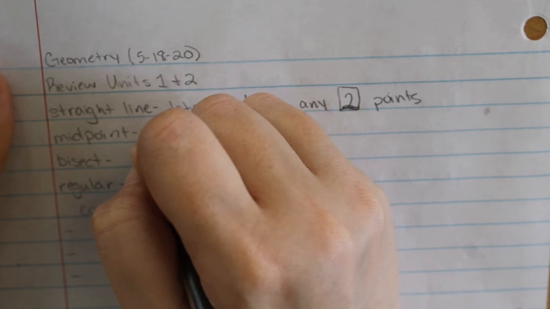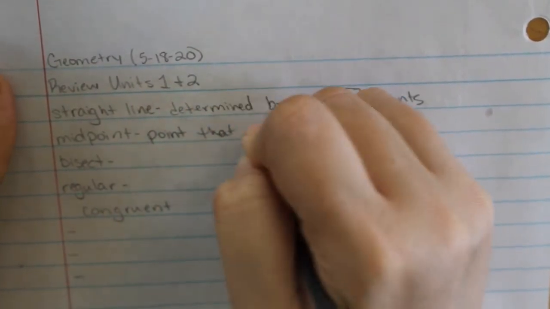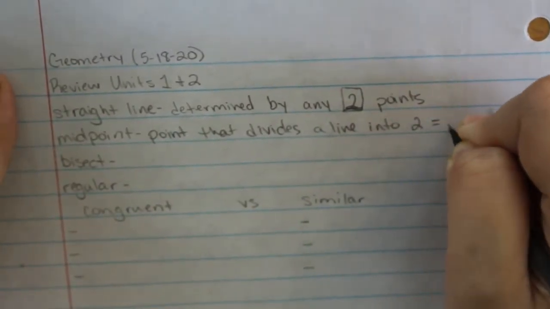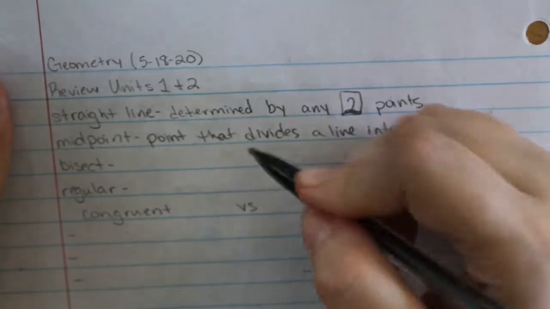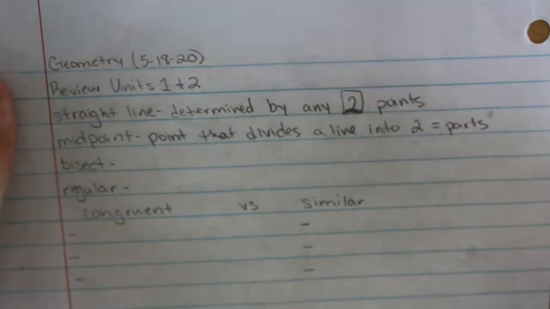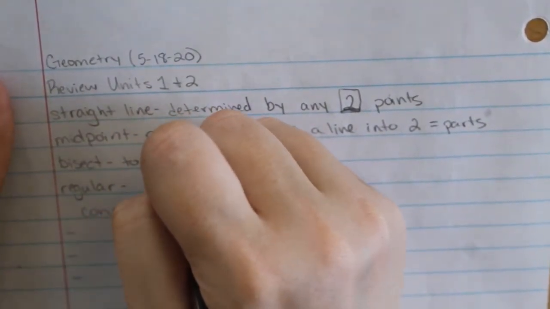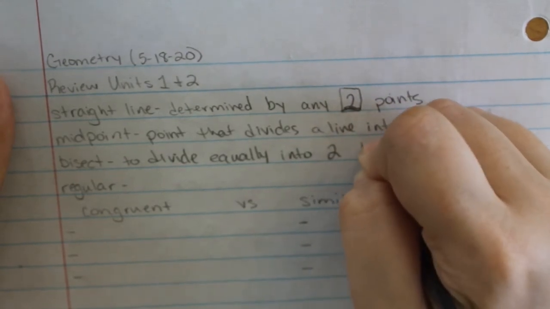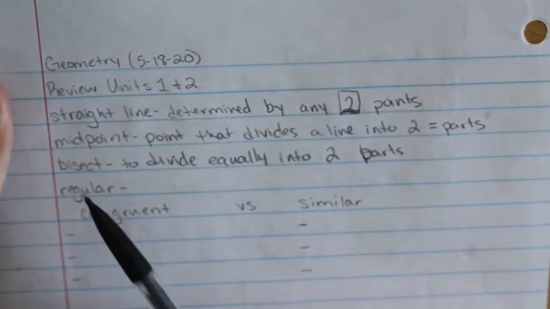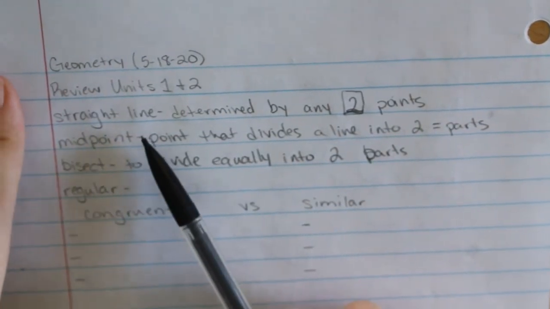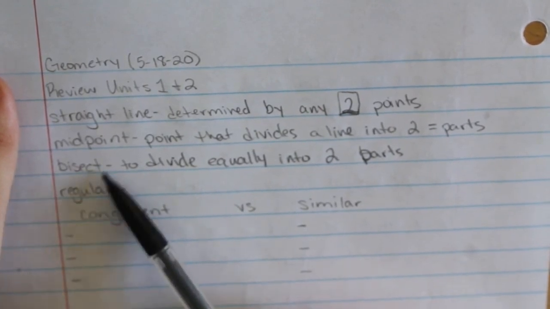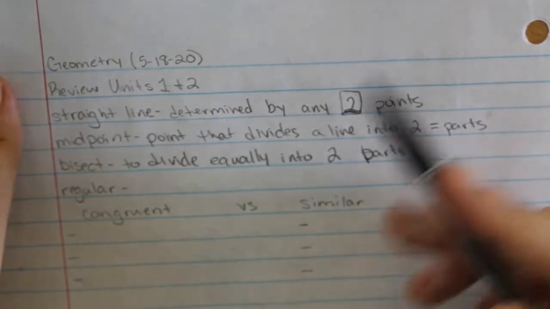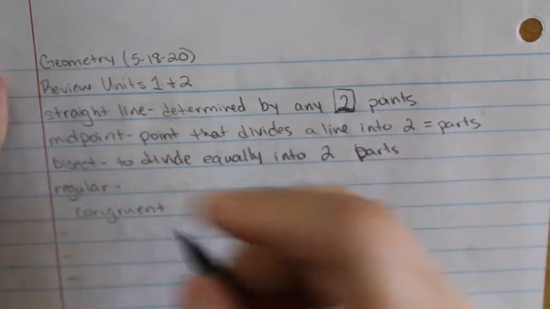Now the midpoint is just simply a point that divides a line into 2 equal parts. Okay, so the midpoint is simply that point that divides it into two equal parts. Now bisect is to divide equally into 2 parts. So here you can see you would bisect something at the midpoint. You may not have the midpoint when you bisect something, but when you bisect something, you end up with the midpoint, that point that it crosses it. You can bisect with a point, you can bisect with a line, just pay attention to what it's asking you for, okay?